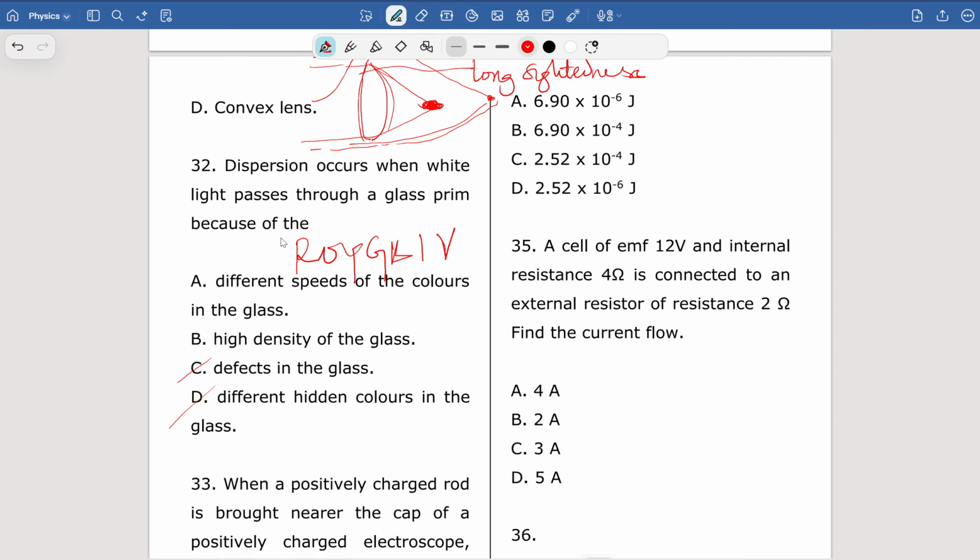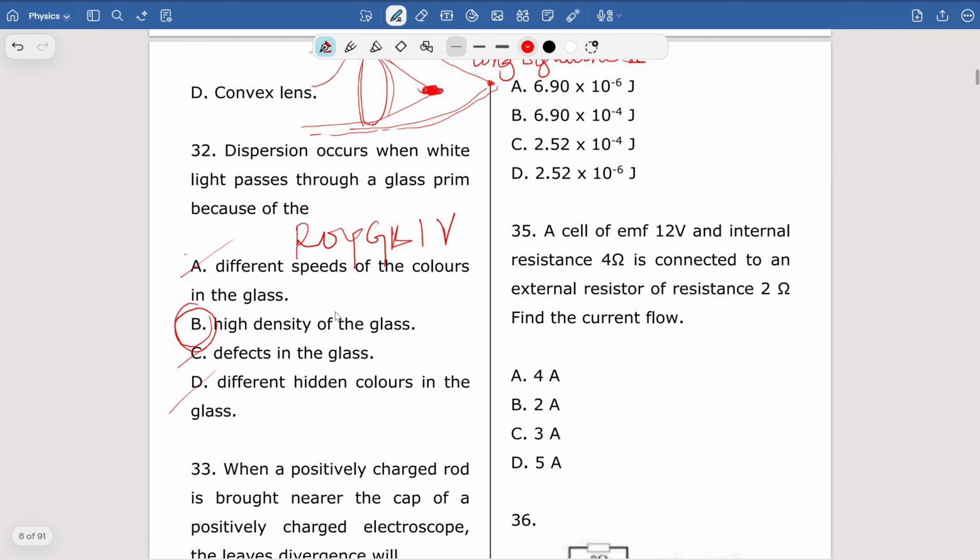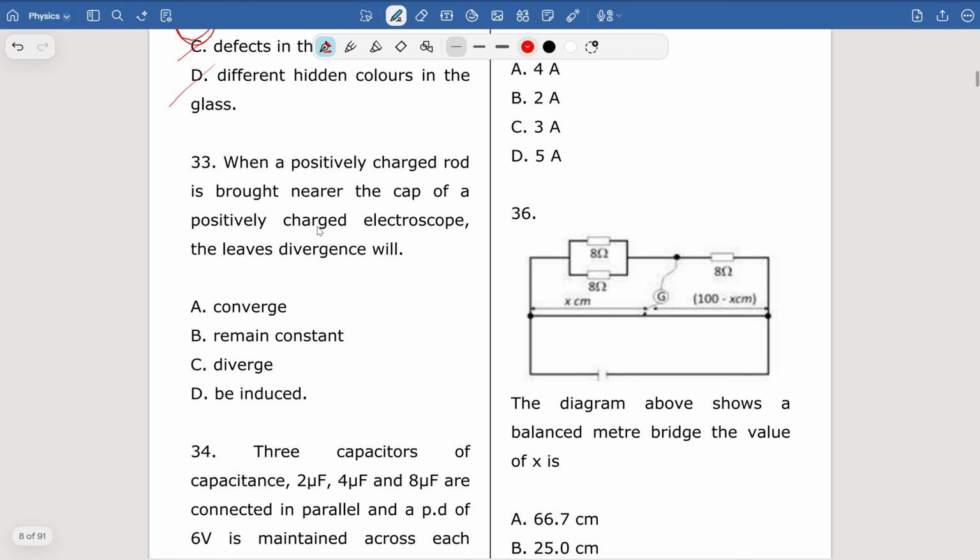The colors are ROYGBIV, right? And they all, of course, travel with the same speed. That is the speed of light, 3.0 times 10 raised to the power 8 meters per second. So it can't be possible that they travel with different speeds. Definitely, it's most likely going to be high density of the glass. And it makes sense. The high density of the glass, or how well packed the glass molecules are, is what is responsible for the scattering of the white light, which is resulting in dispersion.